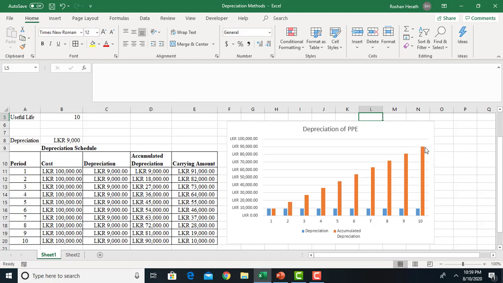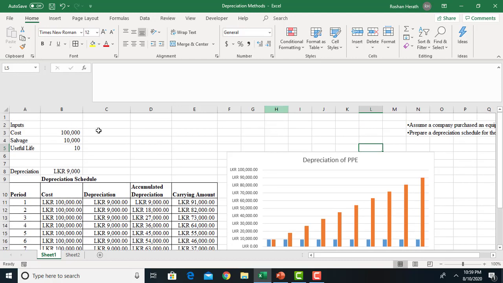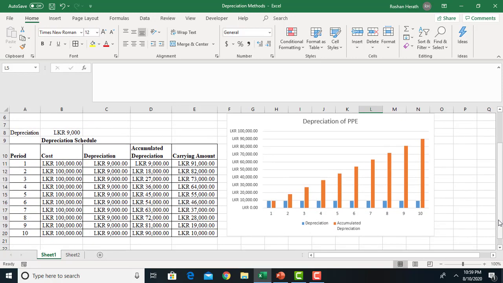become 90,000, thereby the carrying amount had become 10,000, which is exactly equal to the salvage value. So here's the basic representation of the depreciation and accumulated depreciation, and this is how the straight line method works.